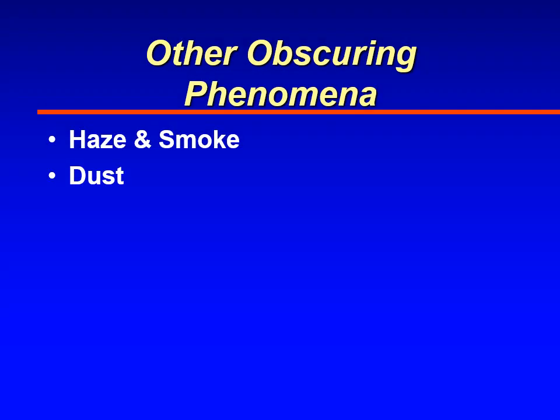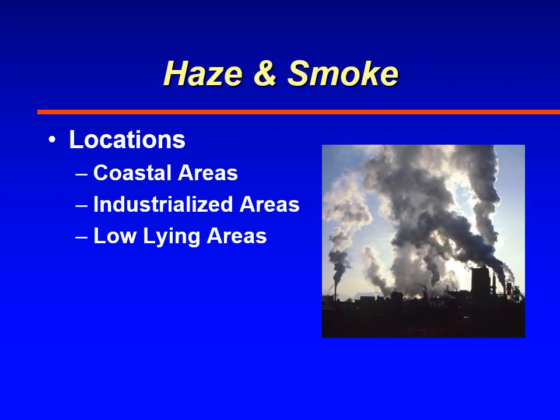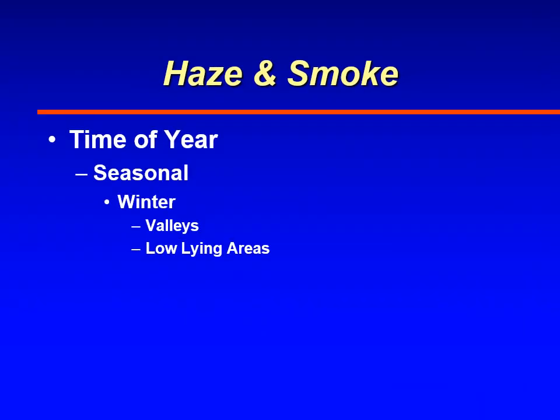There are other things that reduce visibility: haze and smoke, and also dust. Haze and smoke are typically caused by combustion or industrialized areas. You'll also find haze a lot of times near coastal areas where you have industry, and also in low-lying areas. The time of year, well, typically you'll find the most haze and smoke reducing visibility in the wintertime, because that's when you have strong inversions. And those inversions set up in valleys or low-lying areas.